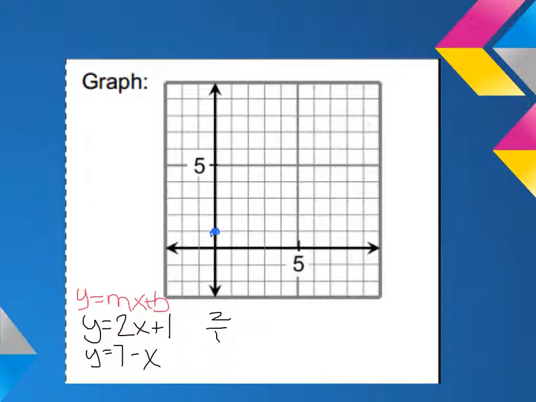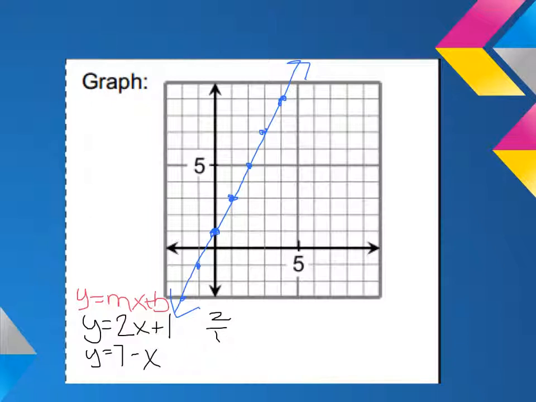On our graph, starting at positive 1, we go up 2, right 1, up 2, right 1, up 2, right 1. And then when we run out of space, we're going to go the opposite direction. We could go down 2, left 1, down 2, left 1. So here is our first line. It has a positive 2 slope, and it goes through positive 1 on the y-axis.